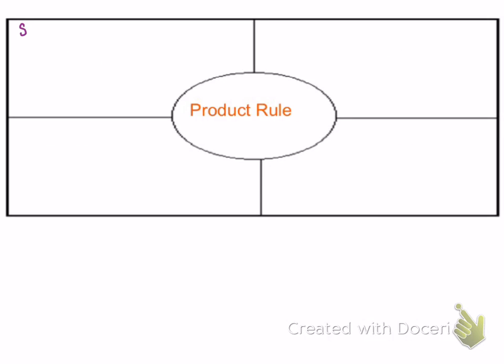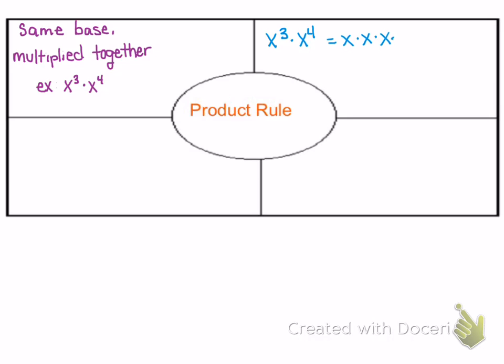The first rule that we will be looking at is the product rule. When you are using the product rule, you are going to want to make sure that you have the same base. We are going to multiply them together, and this is what an example would look like. x cubed times x to the fourth. Now when we expand that, this is what it's going to look like. x to the third times x to the fourth. x to the third is x times x times x. x to the fourth is x times x times x times x. And when we combine all of those together, it's the same thing as saying x to the seventh.